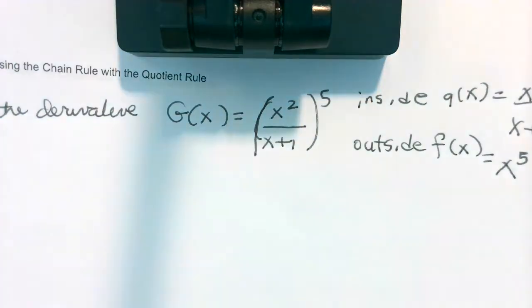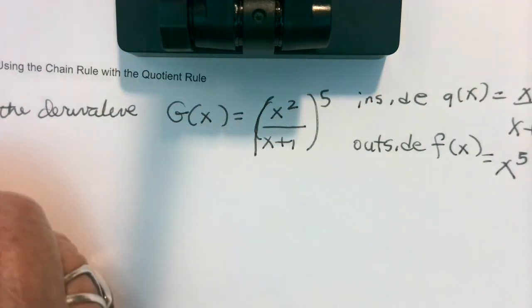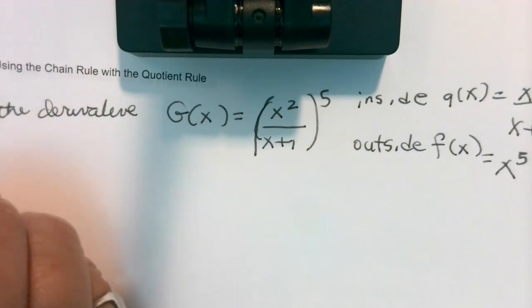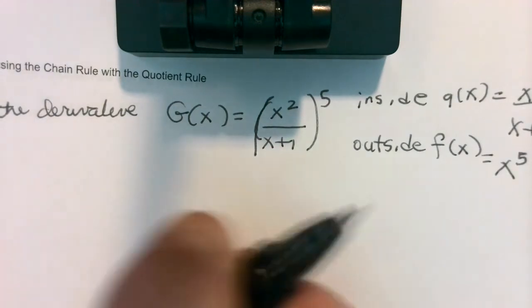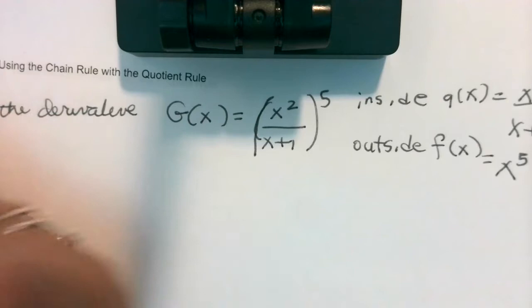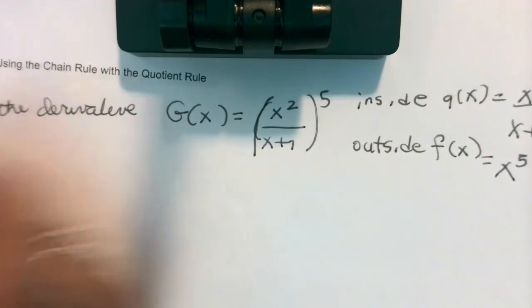Okay, so now we're ready to start differentiating. So g prime x, let me move this up because we're going to run out of room anyways if we're not careful.